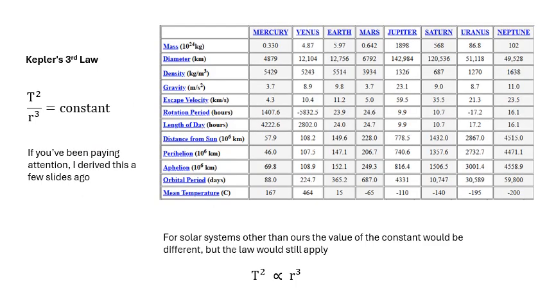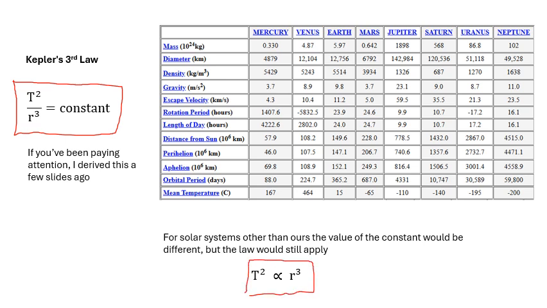Kepler's third law: T squared over r cubed equals a constant. Or you can write it as T squared is proportional to r cubed. It's the same thing. And if you've been paying attention, as I said a few slides ago, when we were talking about geostationary satellites, I actually derived that equation. You need to be able to derive it, by the way. Start with F equals ma and come up with that equation. Yes, you need to be able to do that.